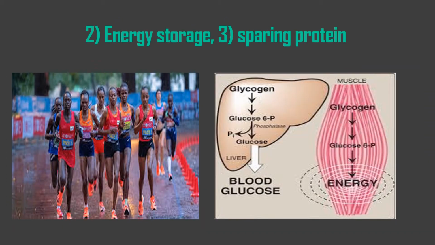The second thing is energy storage, and the third point is sparing protein. I put them together because they're very related. So a very good example is marathoners. They tend to consume a very high amount of carbohydrates because if the carbohydrates are depleted in their muscles, it may cause them muscle spasms and so on. And if they finish the carbohydrates in their muscles, they tend to use the protein stored in their liver and eventually the muscles, which is very unhealthy if they do that for a long time.